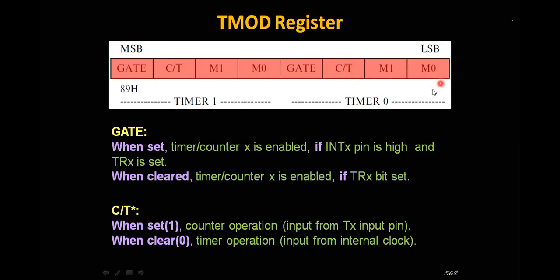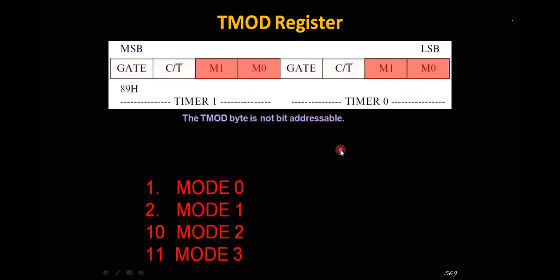And M1 and M0 are the mode bits of the operation. As I told you, timer 0 operates in four modes. When it is 0 0, mode 0; 0 1, mode 1; 1 0, mode 2; 1 1, mode 3. Depending on the combination, it will operate in these modes. Timer 1 operates in three modes: mode 0, mode 1, mode 2. When it is 0 0, mode 0; 0 1, mode 1; and 1 0, mode 2. So this is about the format of the TMOD register.